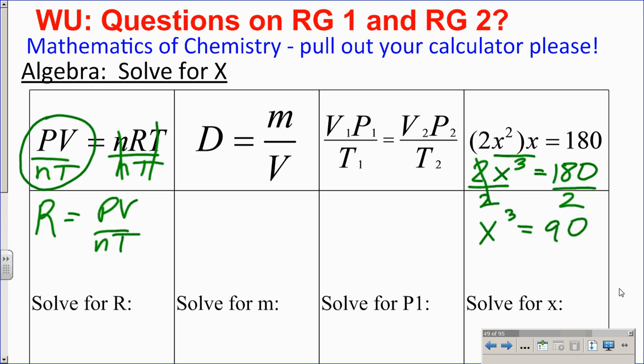And then I would do what? Or cube root it, right? Because it's a cube. So then I would cube root that. So x is equal to whatever the cube root of 90 is. Okay, so I could do that calculation on my calculator, but you can see that's something that you might be expected to do later on.